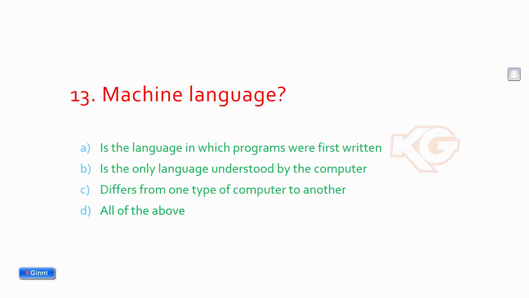Machine language is a language in which programs were first written. Looks true. Is the only language understood by the computer. Of course this is true. Differs from one type of computer to another one. Obviously, even it is machine dependent. So all these three are true. So let's put up the option all of the above.